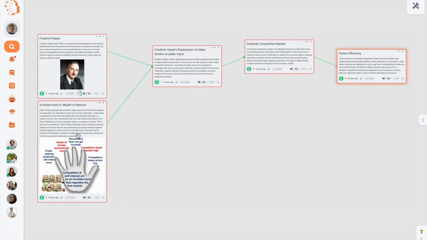This means that nodes to the left provide necessary background information to allow the reader to understand nodes to the right. The highlighted text discusses Friedrich Hayek's explanation of Adam Smith's invisible hand. The notebook provides a description of Friedrich Hayek, the economist, and a definition of Adam Smith's invisible hand as prerequisites to the definition of Friedrich Hayek's explanation of Adam Smith's invisible hand. It also links to more advanced concepts, including perfectly competitive market and then Pareto efficiency.